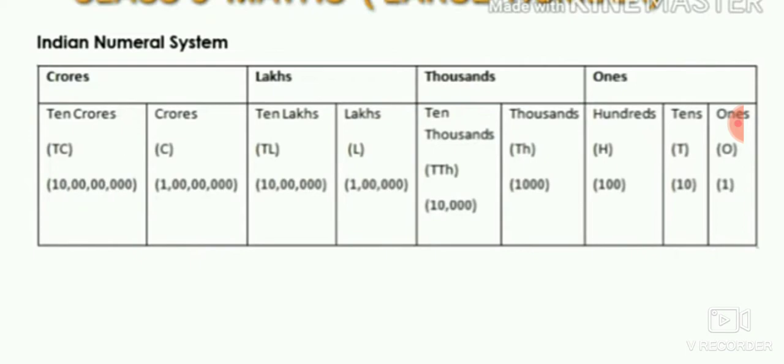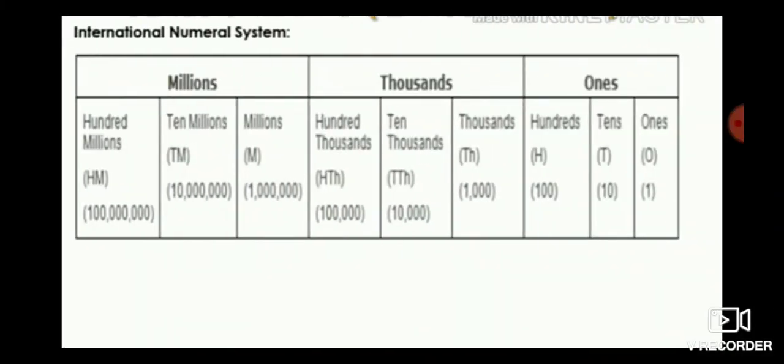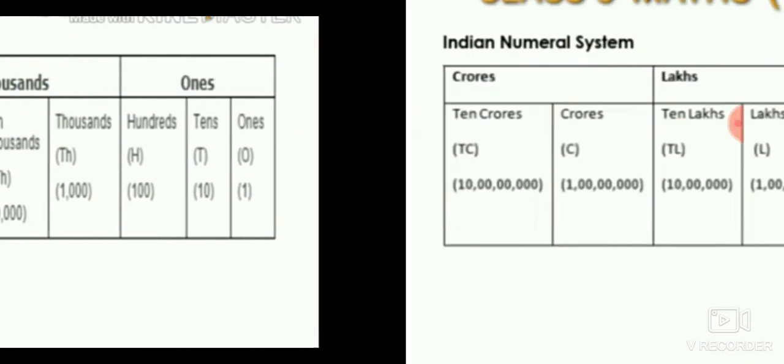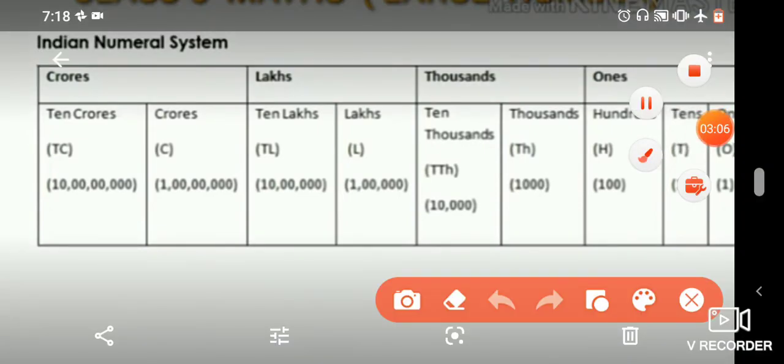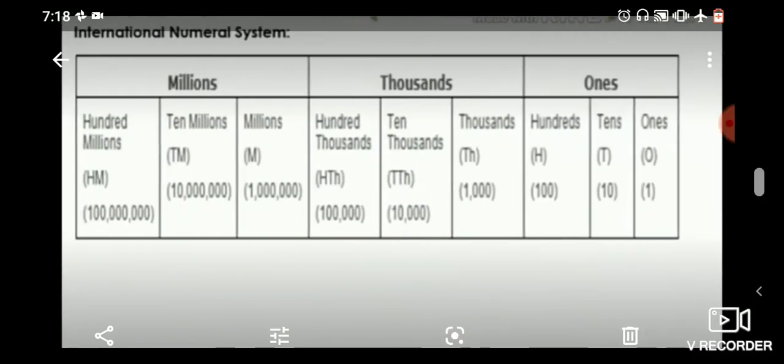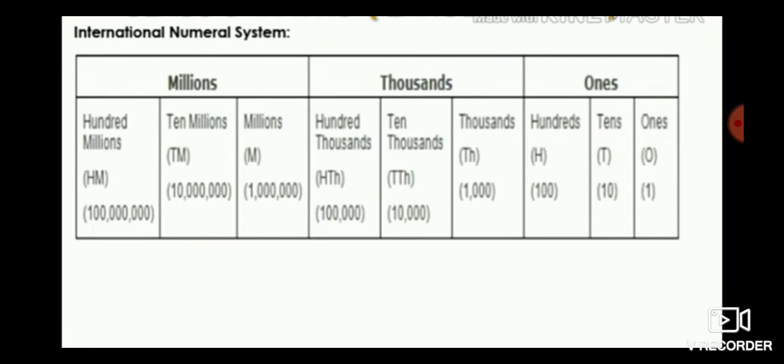But the international numeral system is different from the Indian system. In the ones period, as usual, ones, tens, 100, but in the thousands period, there are 1,000, 10,000 and 100,000, not a lakh here, students. The lakh consists in the Indian system, but not in the international system. Here instead of lakh, 100,000s; instead of 10 lakhs, million; instead of crore, 10 million; instead of 10 crore, 100 million.